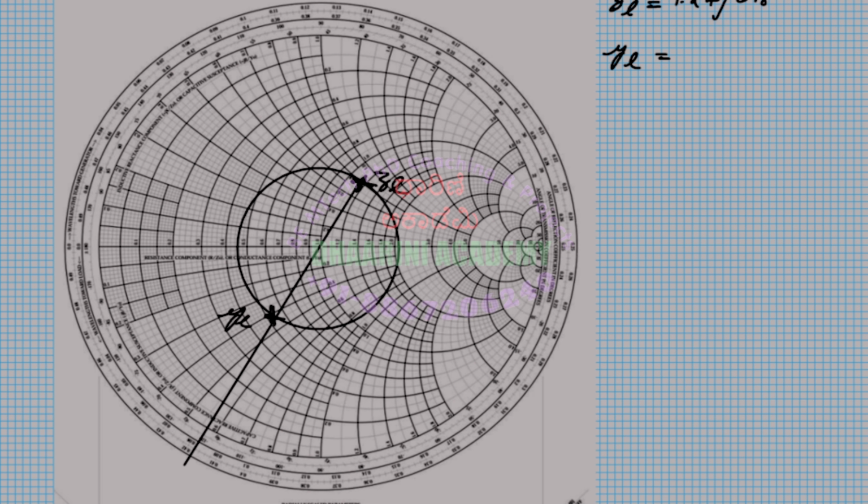So YL is equal to 0.55 minus J 0.3, is it? Okay, approximately, right? So next, I have to move my circle by an appropriate amount, correct?